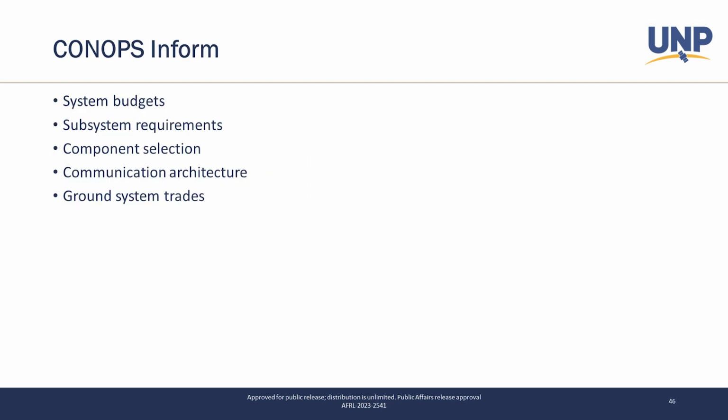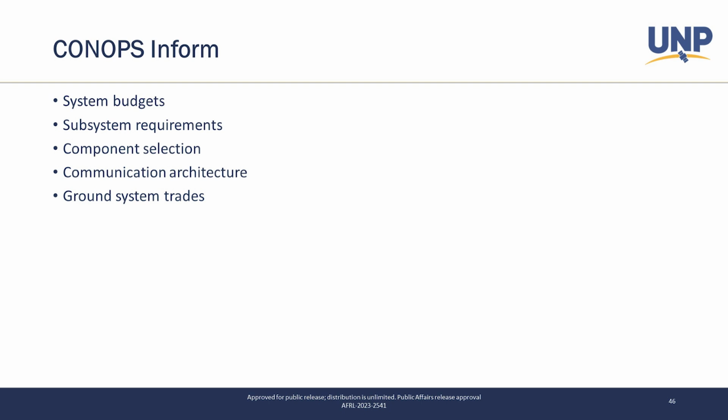Similar to the experiment plan, now we're talking about what the ConOps document informs. Like the experiment plan, because there's a lot of overlap, you're going to inform your budgets, your requirements and component selection. Ultimately, it also drives your communications architecture, so your ground system requirements and overall trades. And so I guess the whole point of this slide is that this is an important document for you to start to bridge that gap between your objectives and your requirements and your budgets. This is a tool for you to utilize through that effort, and it will help you communicate and understand accordingly.